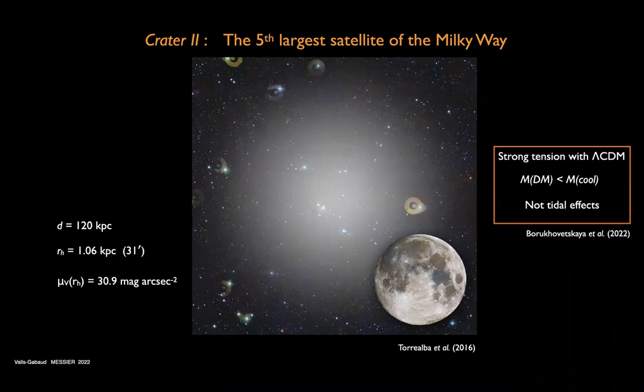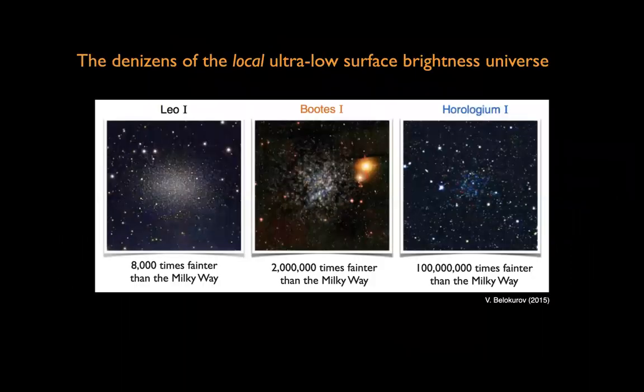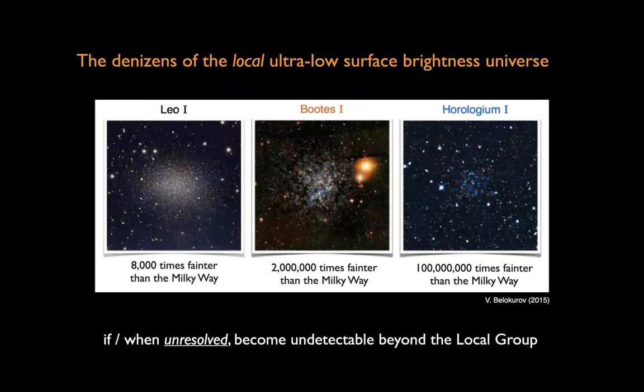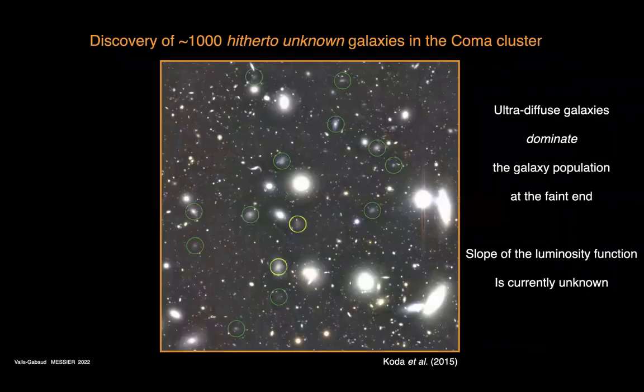But the nature of these galaxies is really particularly interesting in this context. Now, again, these denizens of the local universe will go from something like 10,000 times to 100 million times fainter than the Milky Way. And again, we detect them because we can resolve into stars. Now, if these galaxies were not, say, 150 kiloparsecs away, but at 20 or 100 megaparsecs, we would not be able to detect them because they would be just small patches under the sky background.